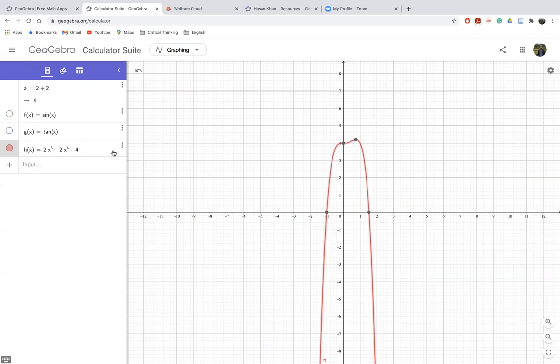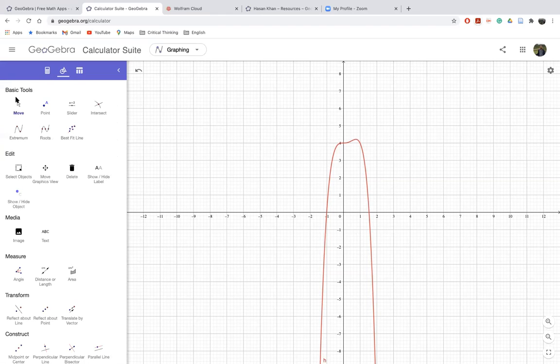Once you plot this graph, you see there are these points. If you click on one, it will also give you these values. These are the roots. If you go to this tab, it's called the tools or the shapes or the construction tab. You see there are a lot of extra tools, like move. If you click on move, you should be able to move this. No, because this is defined with a formula, so you will not be able to move it.